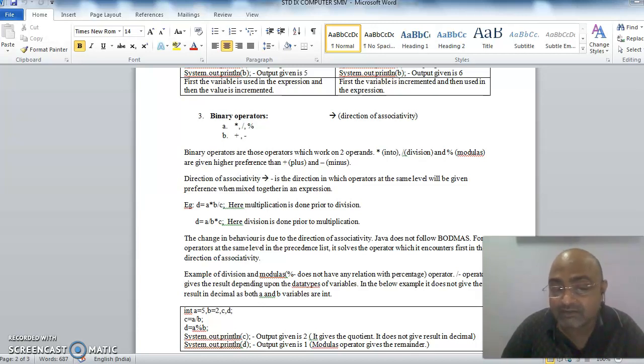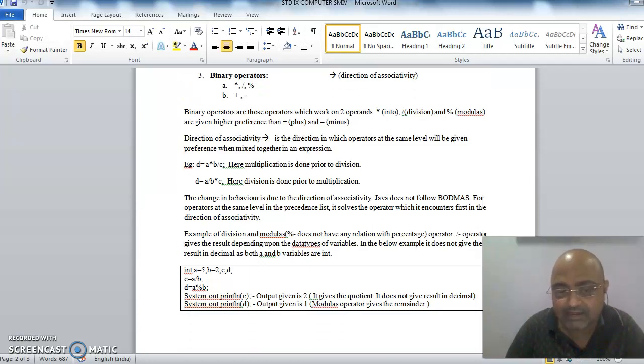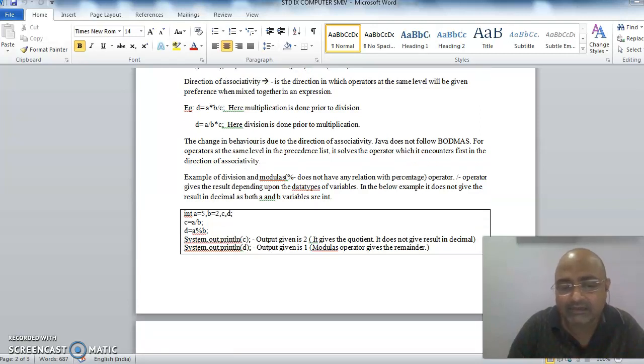Multiplication, division and modulus are at a higher level than plus and minus. Again, plus and minus are at the same level. They are given equal preference and the direction of associativity is followed. Now, look at the example given in the box. Here I have shown you the difference between division and modulus sign.